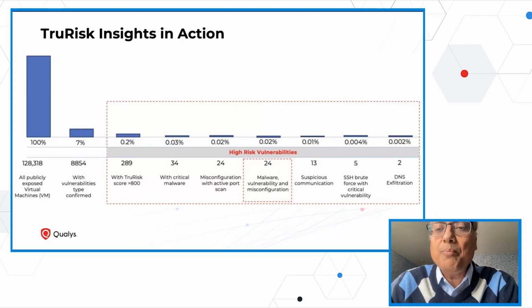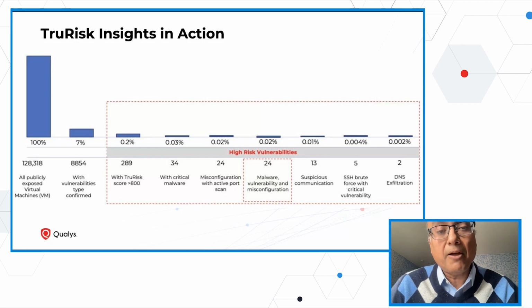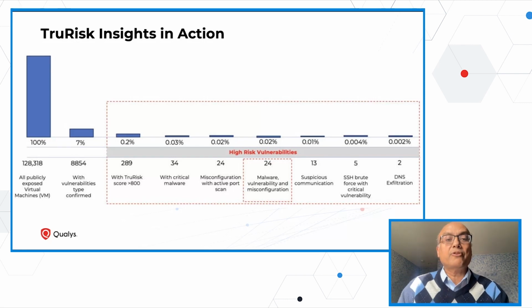So this will help you focus on a couple of things and address those first before you go on and continue to fix other issues within the enterprise. So again, TrueRisk Insights is a very powerful mechanism for figuring out what needs to get fixed.